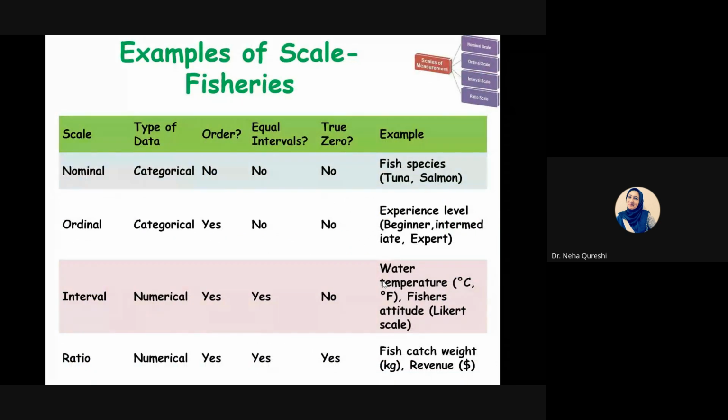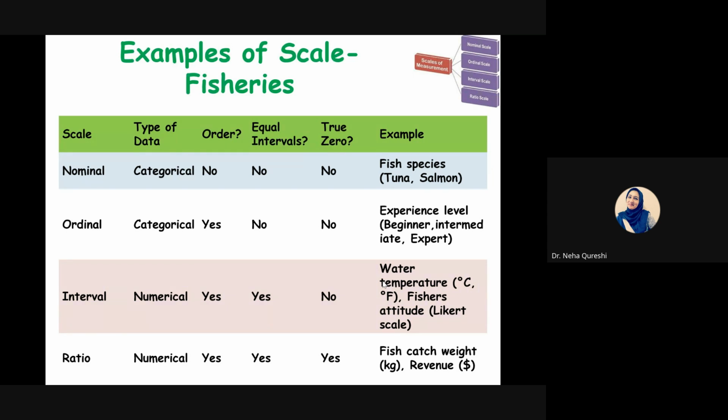So here, we have given some examples from the fisheries sector. First is nominal scale. The type of data is categorical because there is no order and there are no equal intervals. There is no true zero in this. For example, fish species. You have numerous species, you just name them. So that will be your nominal scale.